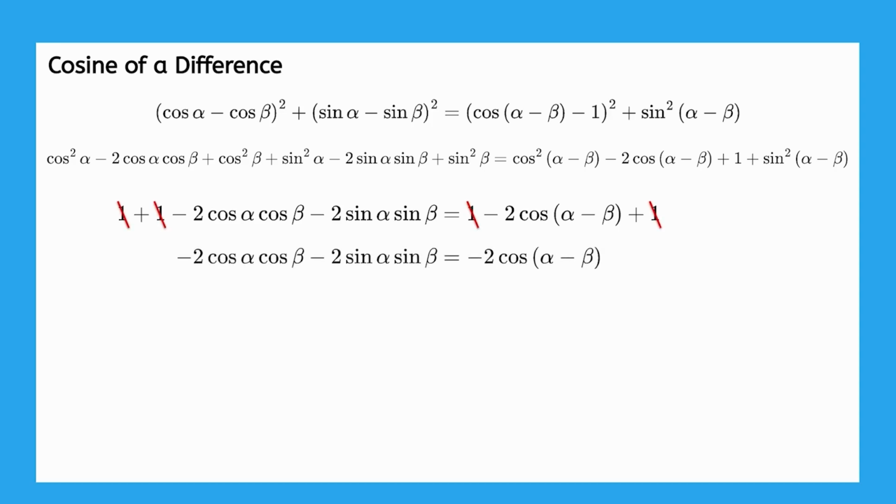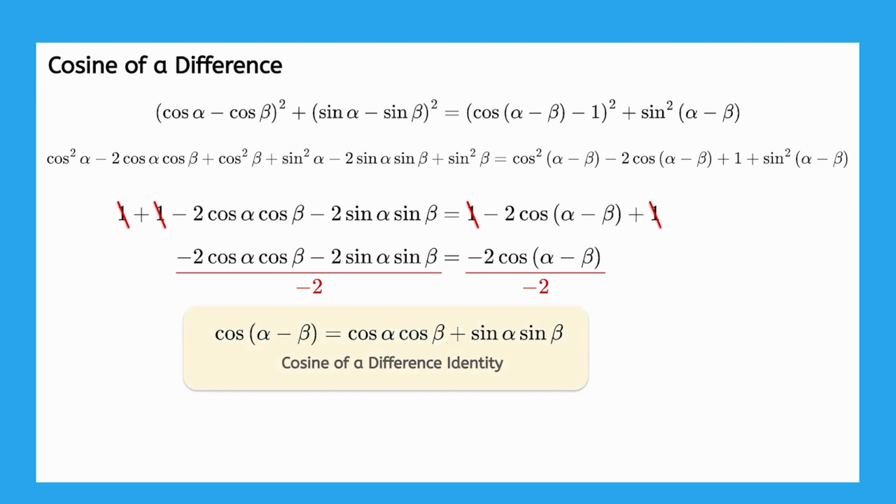Finally, remember our goal is to find a formula for cosine of a difference, which is right here. To isolate it, we can divide both sides by -2, and let's switch the sides to have cosine of alpha minus beta on the left. Ta-da! We call this the cosine of a difference identity.